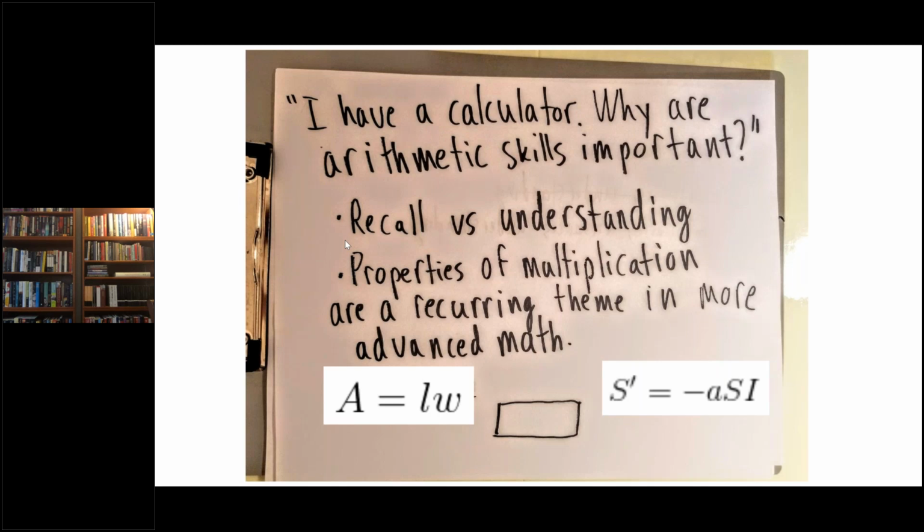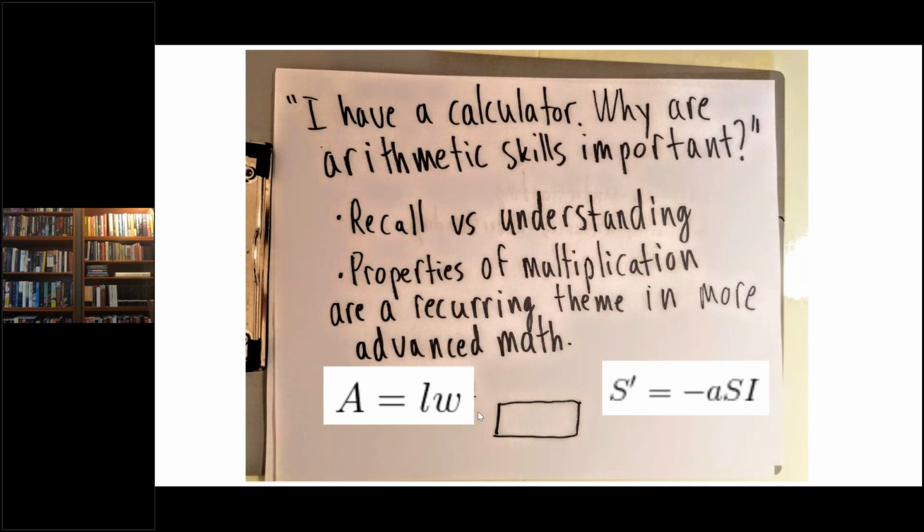7 times 6 is 42. Being able to recall that as quickly as possible is something that will free your brain to think about the new ideas that you're trying to learn in the future. And that may seem difficult, but it does come with practice.